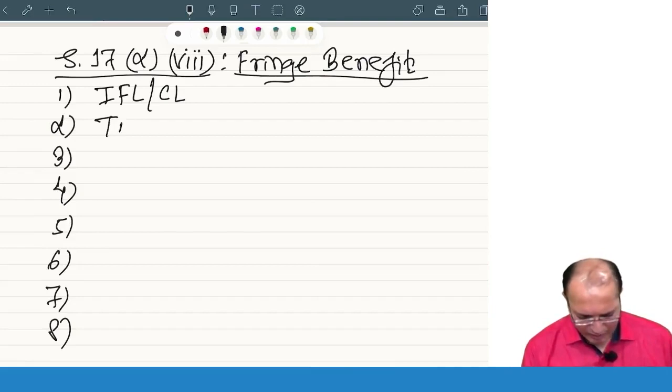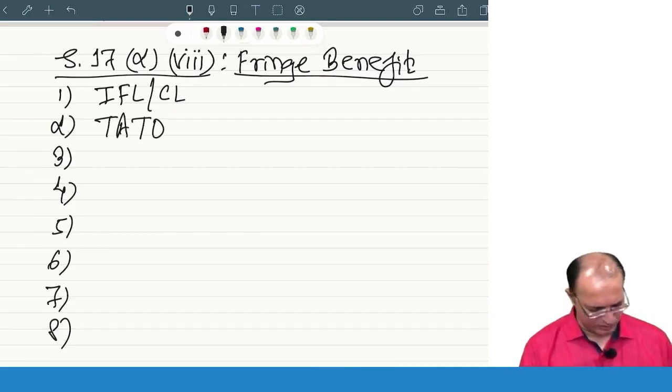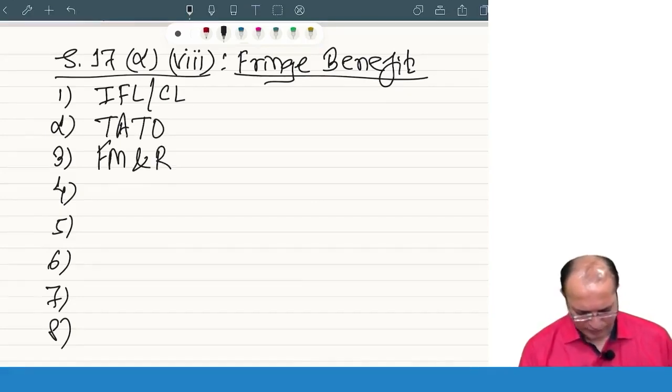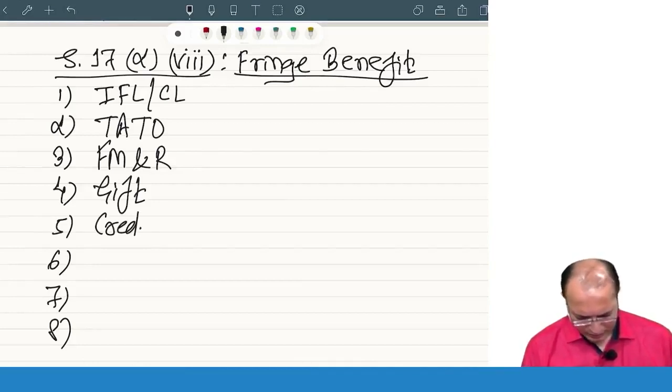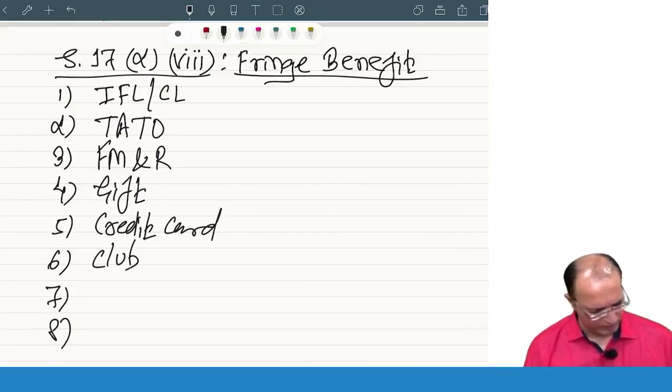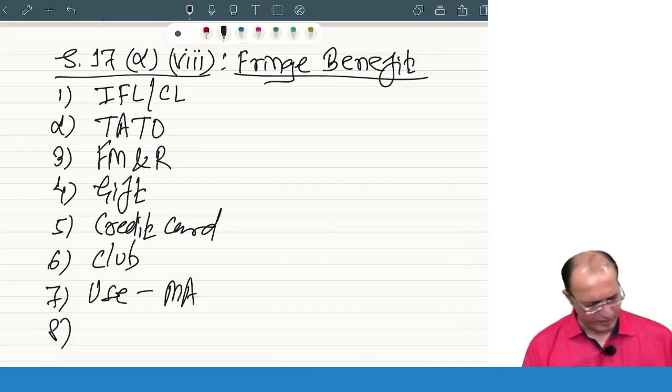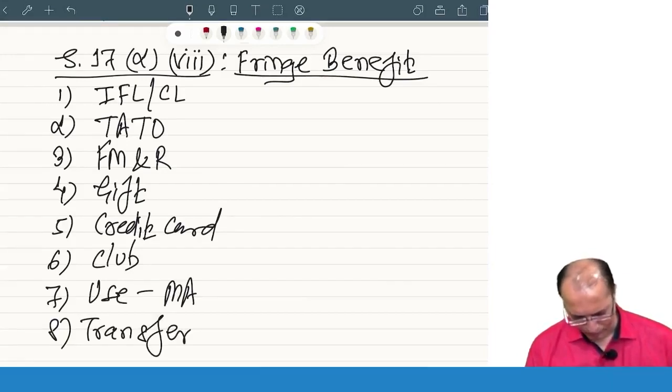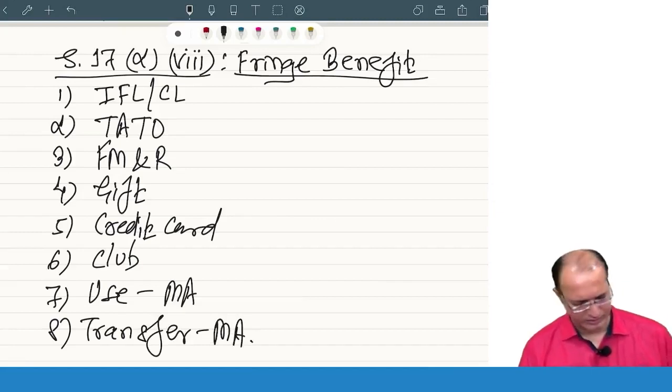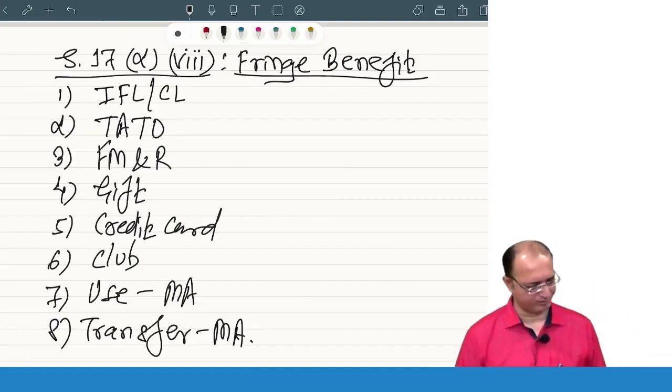Second was traveling, accommodation, touring, other expenses. Third was free meal and refreshment. Fourth was gift. Fifth was credit card facility. Sixth was club facility. Seventh was use of movable asset. And eighth was transfer of movable asset.